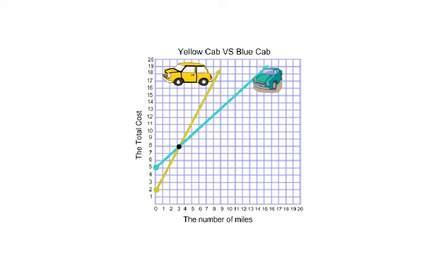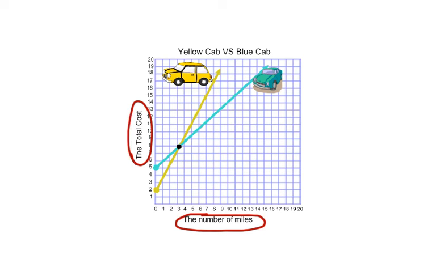Have you ever used the graph of a function to determine a function? Let's take a look at an example about taxicabs. Here's a graph that compares the yellow cab and the blue cab. You can see that there's a couple of different things that we're looking at. We're looking at the number of miles that each cab travels and the cost for each cab ride.